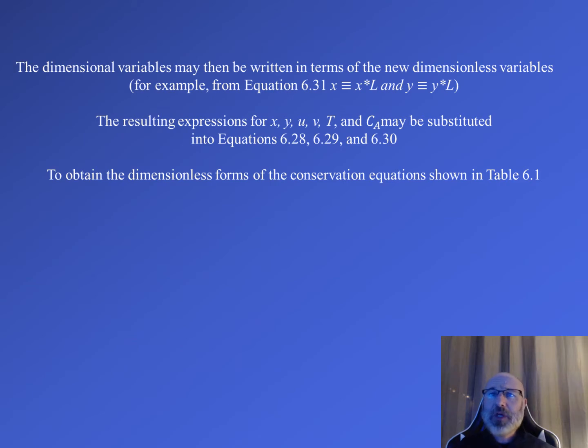So what we're seeing with these relationships is that our dimensional variables can be written in terms of these new dimensionless variables. For example, from our equation 6.31, x is equal to x star L and y is equal to y star L, where x star and y star are the dimensionless variables. So the resulting expressions for x, y, u, v, and T, and CA may be substituted into equations 6.28, 6.29, and 6.30.